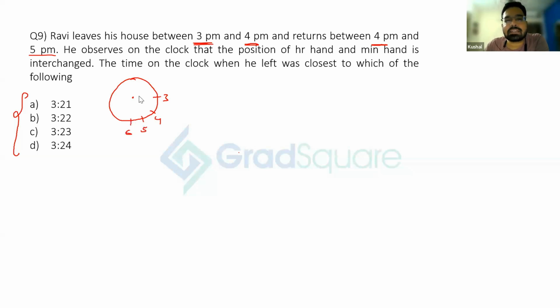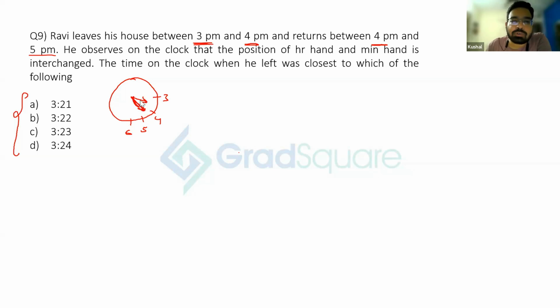It has to be in such a way that when he comes back between 4 to 5 p.m., your hour hand definitely has to be between 3 and 4 initially to start with. But then your minute hand must be between 4 and 5 because the hour hand and minute hand have interchanged their positions and the new time is between 4 and 5. That means your minute hand originally was between 4 and 5. Clear with this? And your hour hand was between 3 and 4.